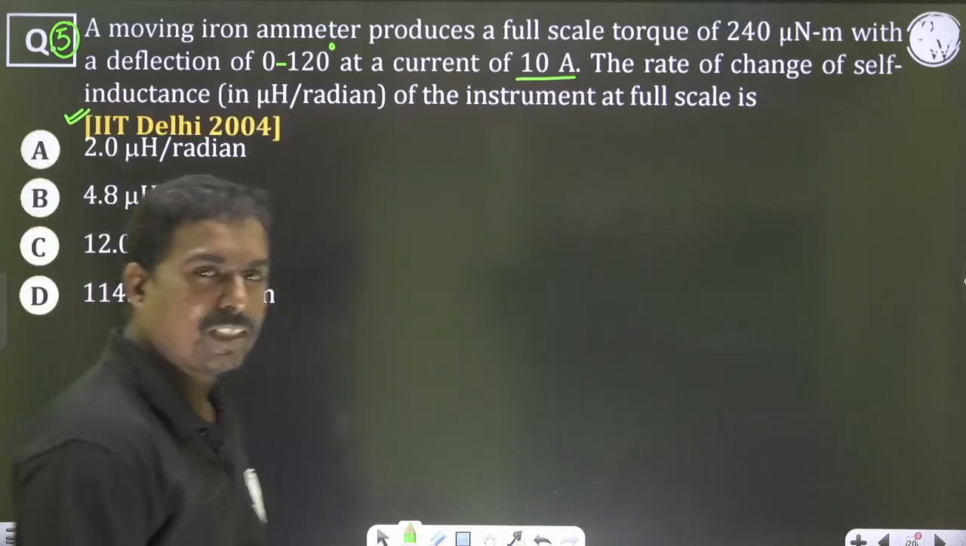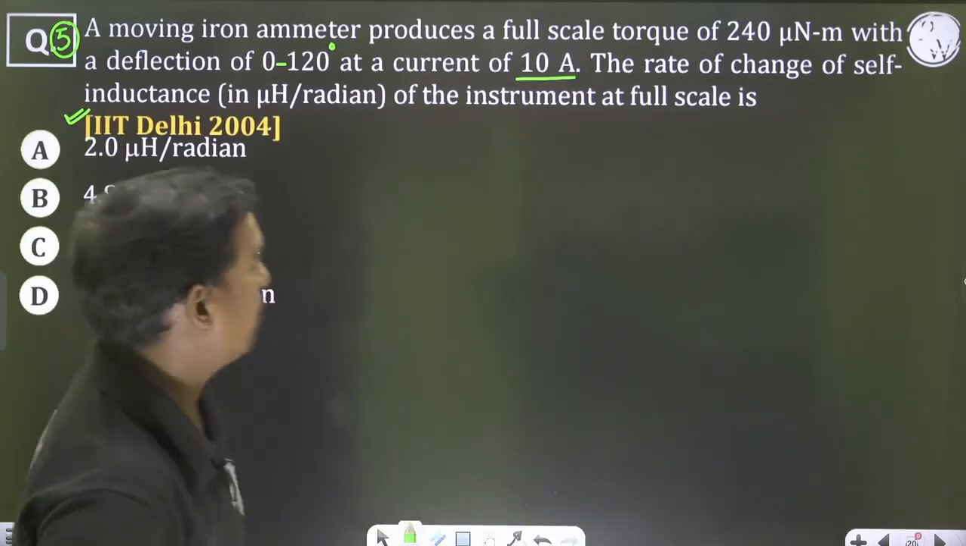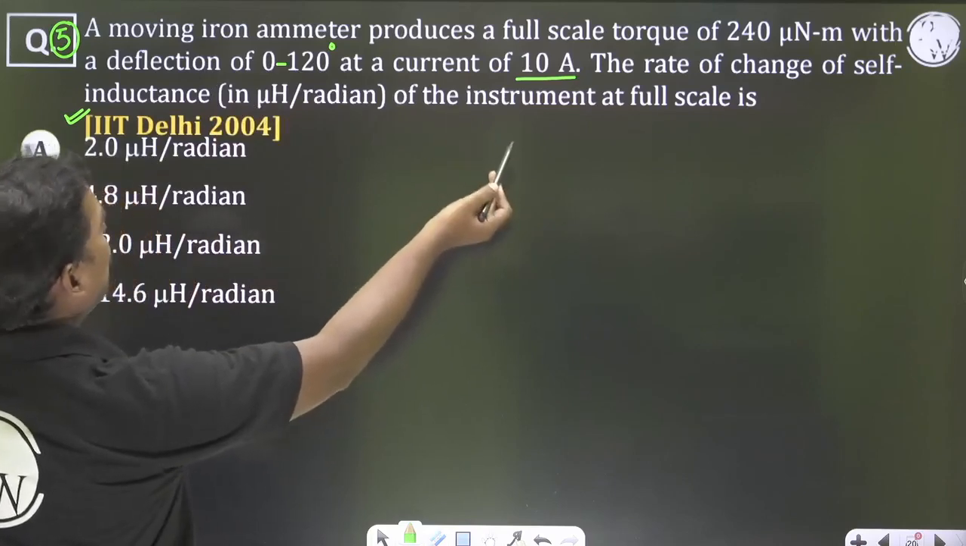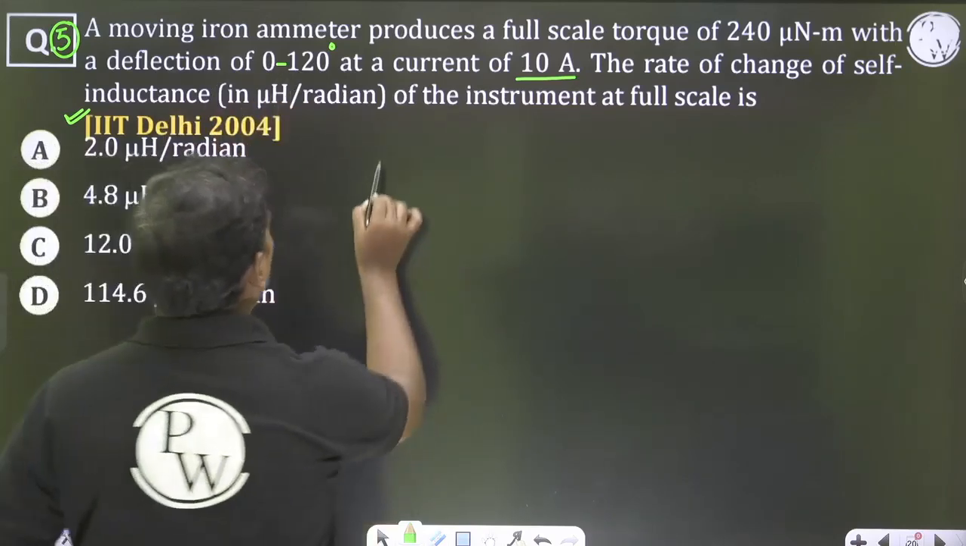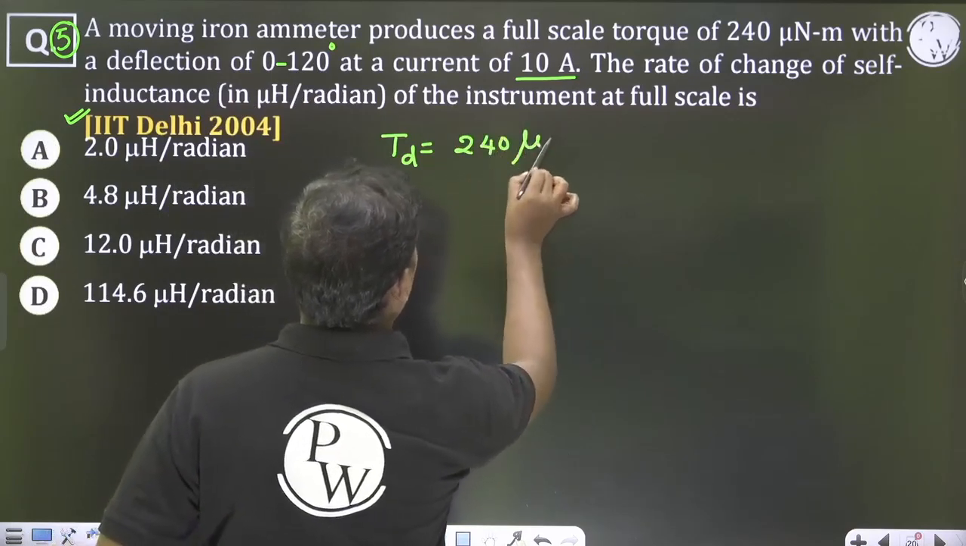See, the question is based upon the fundamental formula, the deflection torque. The moving iron ammeter produces a full scale torque of 240 micronewton meter. That means he is talking about deflection torque. So the deflection torque is given as how much, dear? 240 micronewton meter.